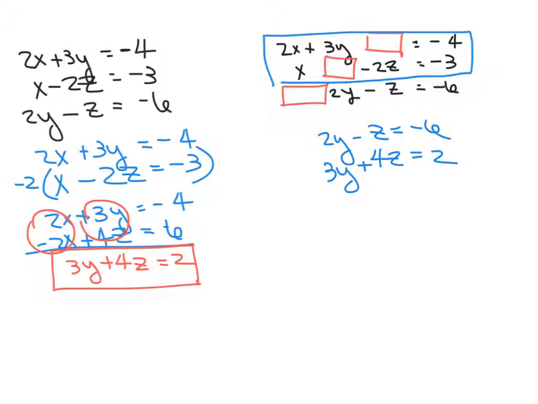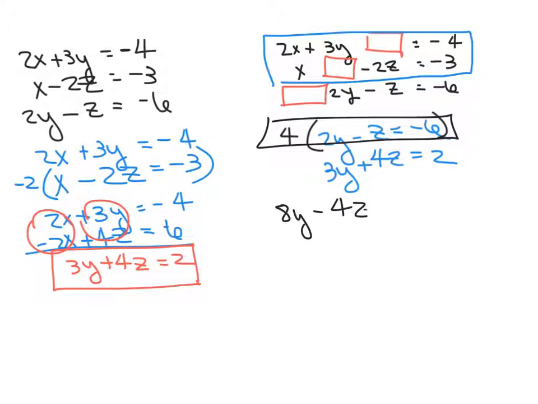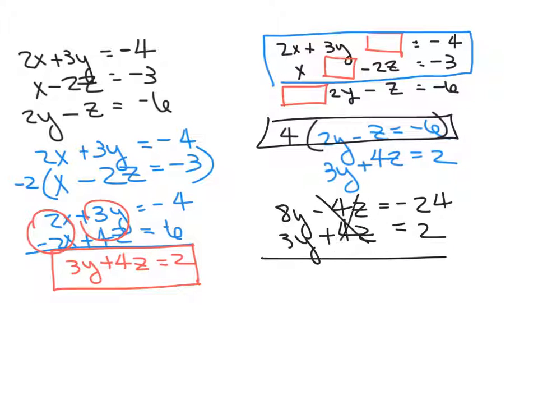Okay, so now what we're going to do is the system of equations with those two blue equations there. And in this one, let's get rid of the z. So we're going to multiply this one by 4. Alright, so let's look at this and distribute. And then we have our 3y plus 4z equals 2. Now when we add those go away.